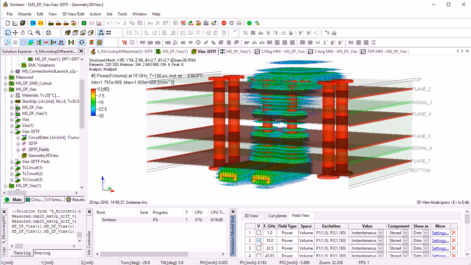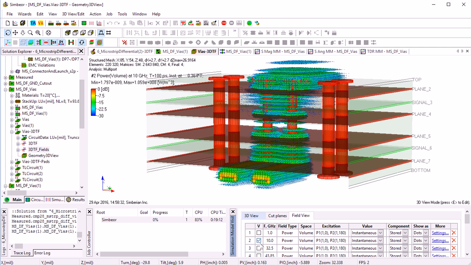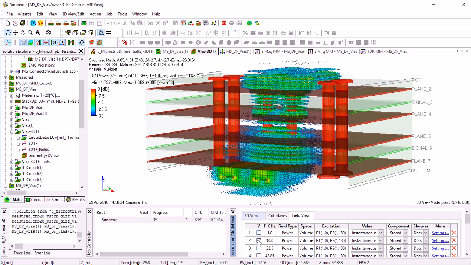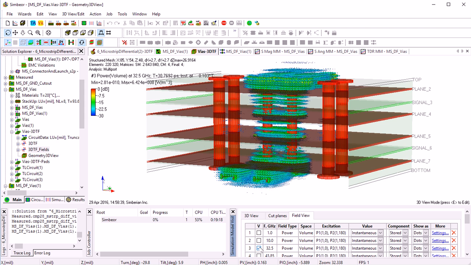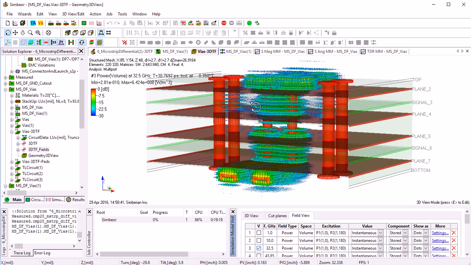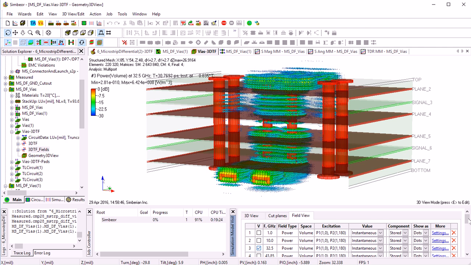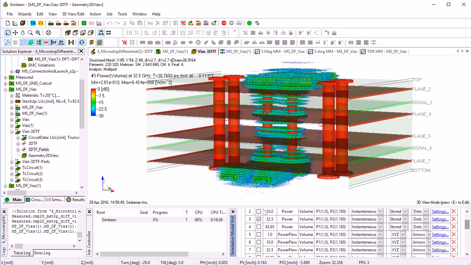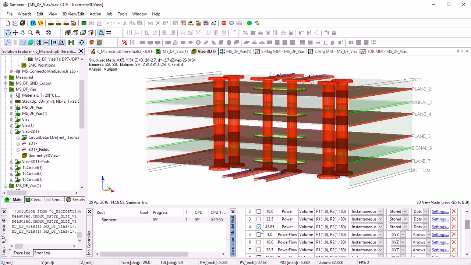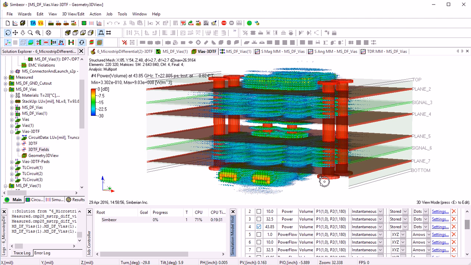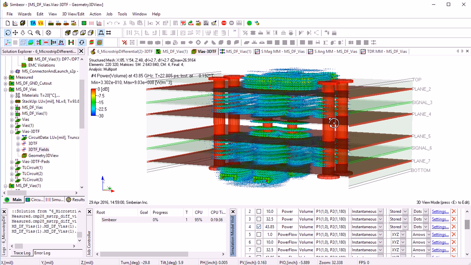10 gigahertz. 32.5 gigahertz, and we can see more energy around those stitching vias on the side. And finally, unlocalized case of about 44 gigahertz. You can see energy stored in a much larger area around vias.